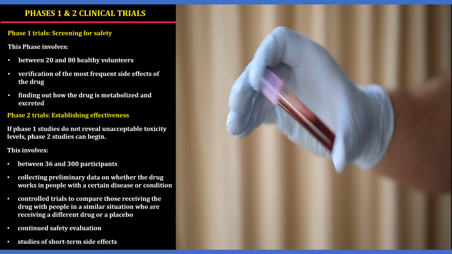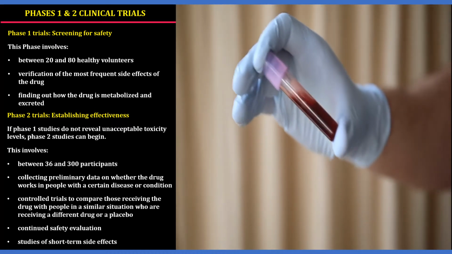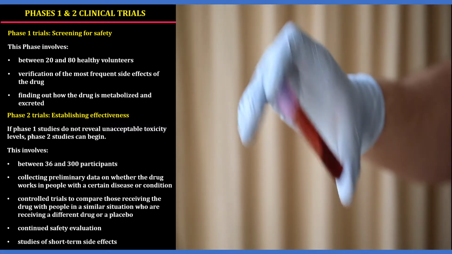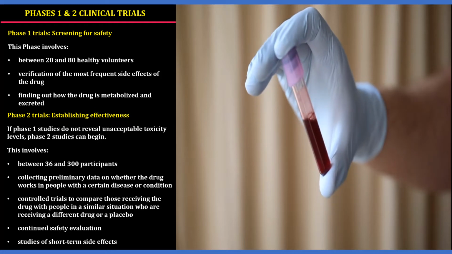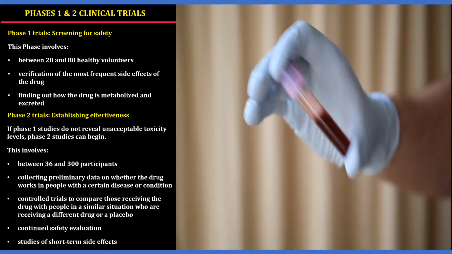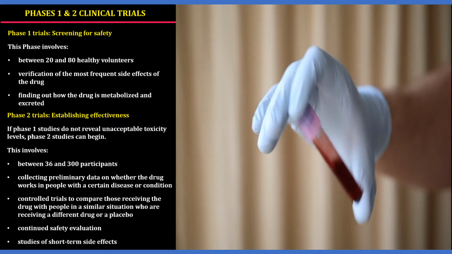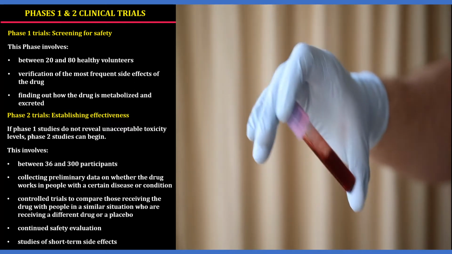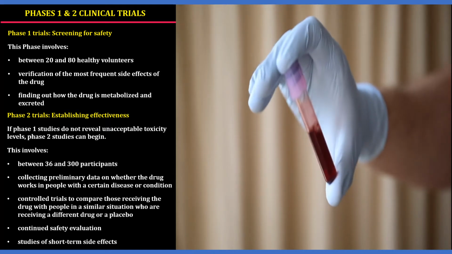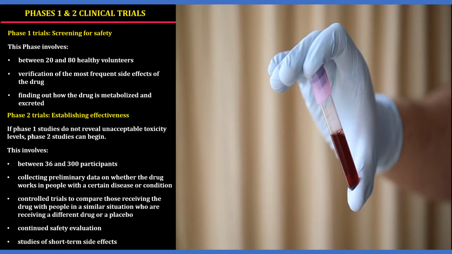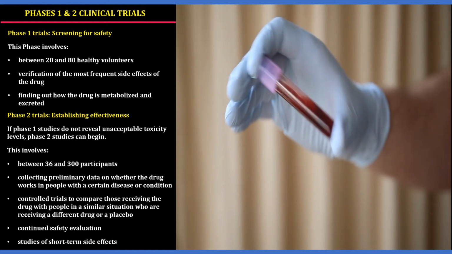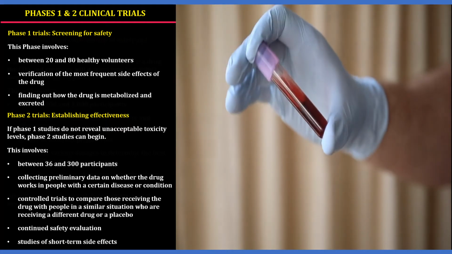Phase 2 trials: establishing effectiveness. If phase 1 studies do not reveal unacceptable toxicity levels, phase 2 studies can begin. This involves between 36 and 300 participants collecting preliminary data on whether the drug works in people with certain disease or condition. Controlled trials compare those receiving the drug with people with similar situations who are receiving a different drug or a placebo. Continued safety evaluation and studies of short-term side effects are evaluated in this phase.